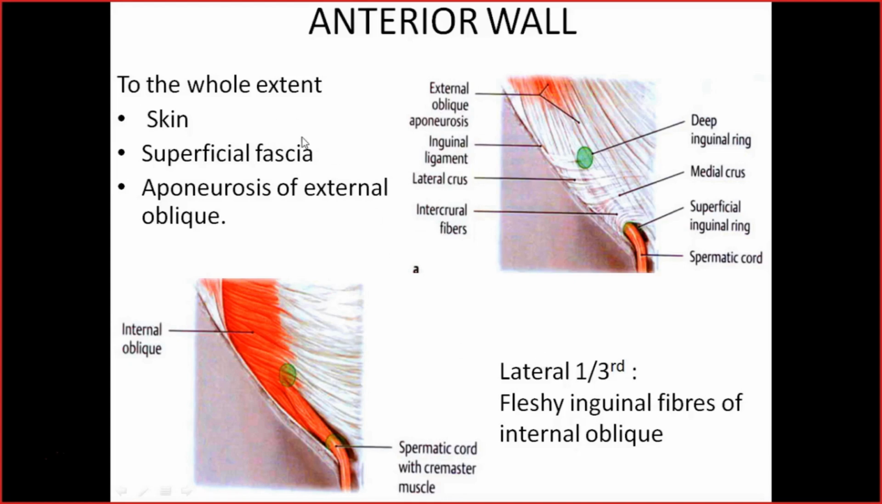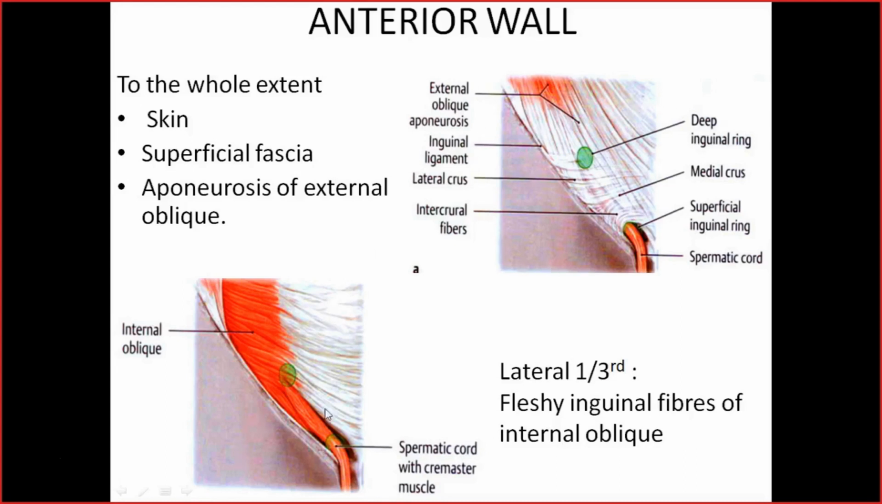If you are taking the whole extent of anterior wall, you will be having skin and superficial fascia along with aponeurosis of external oblique abdominis. On the whole extent, anterior wall is formed by first skin, which we will remove, then superficial fascia, then aponeurosis of external oblique abdominis. Only in the lateral 1/3 we will be having some muscle fibers contributing for the formation of anterior wall. Those are nothing but fleshy inguinal fibers of internal oblique.